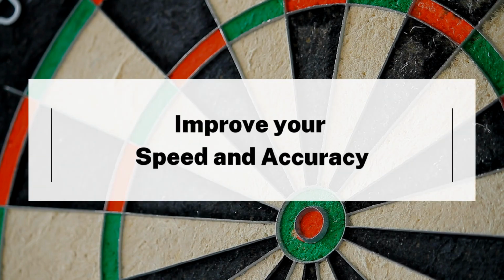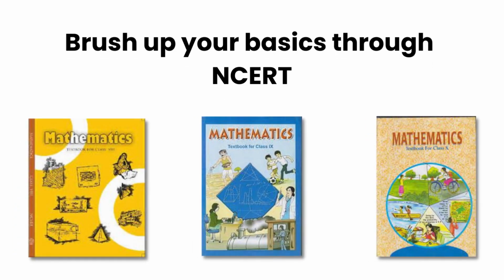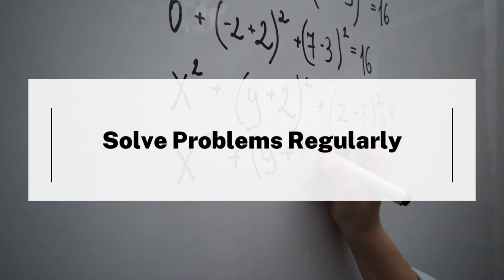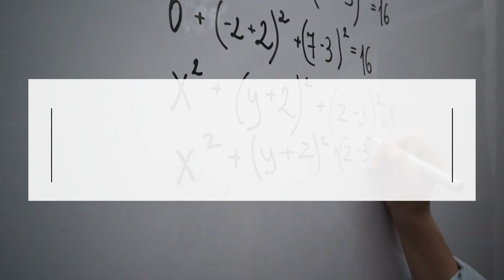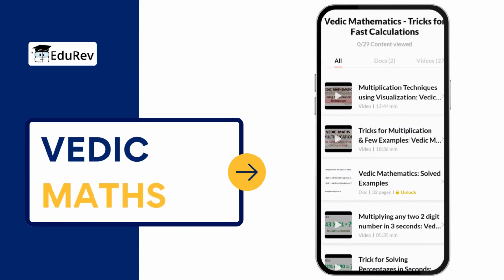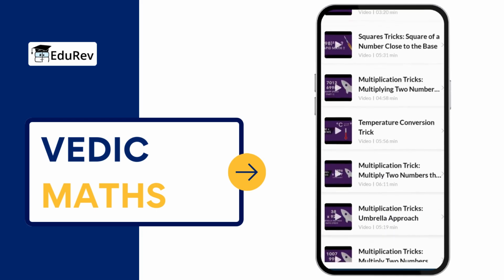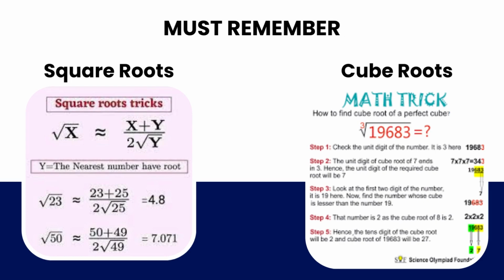Moreover, improving your speed and accuracy in quant is essential for success in CAT exam. One effective way to improve your skills is to brush up on your basics of maths through NCERT textbooks. Additionally, solving problems regularly can help you identify areas where you may be struggling and improve your overall understanding of the subject matter. There are also many videos available on EduRev that teach Vedic mathematics tricks, which can help you solve problems more quickly and efficiently. Finally, it is important to remember square and cube roots, as these are often used in complex calculations.